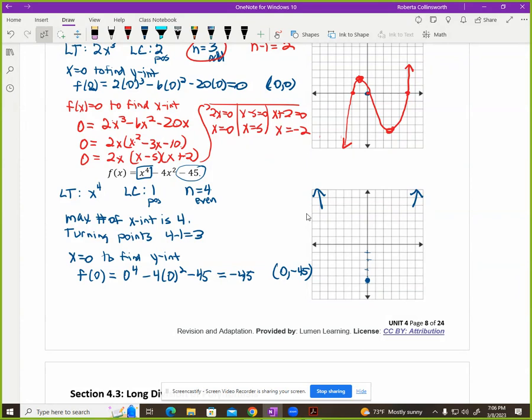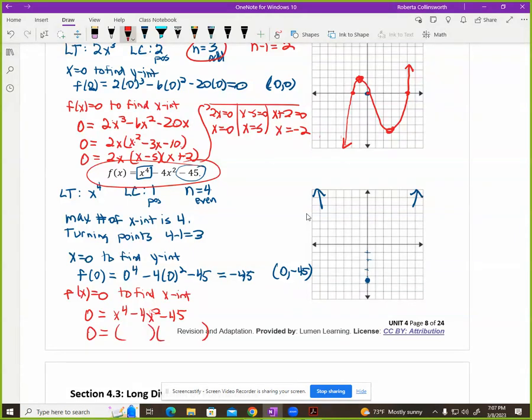Now to get my x-intercepts, I've got to set the function equal to 0. So I'm going to take this function, set it equal to 0. This is a quadratic type. Remember we talked about this and this was on your exam. If this number cut in half is this number, then I can solve this like a quadratic. I'm going to try to factor it.